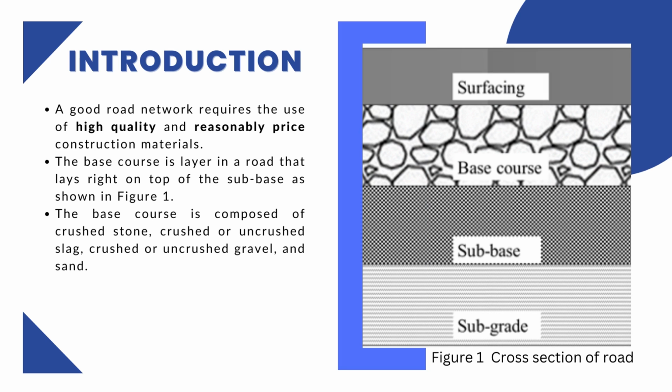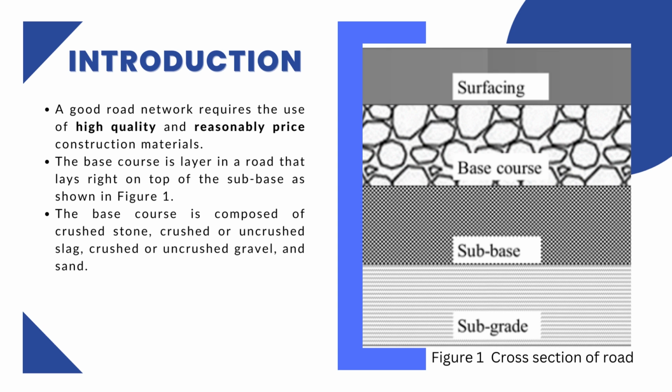Okay, the first thing is the introduction to the research. High quality is required to produce a good road network, and to achieve that, we also need a reasonable price for the construction materials. If we refer to Figure 1, the cross section of the road, the topmost surface is the surfacing, followed by the base course, subbase, and the last one is subgrade. Our research is focused on the base course.